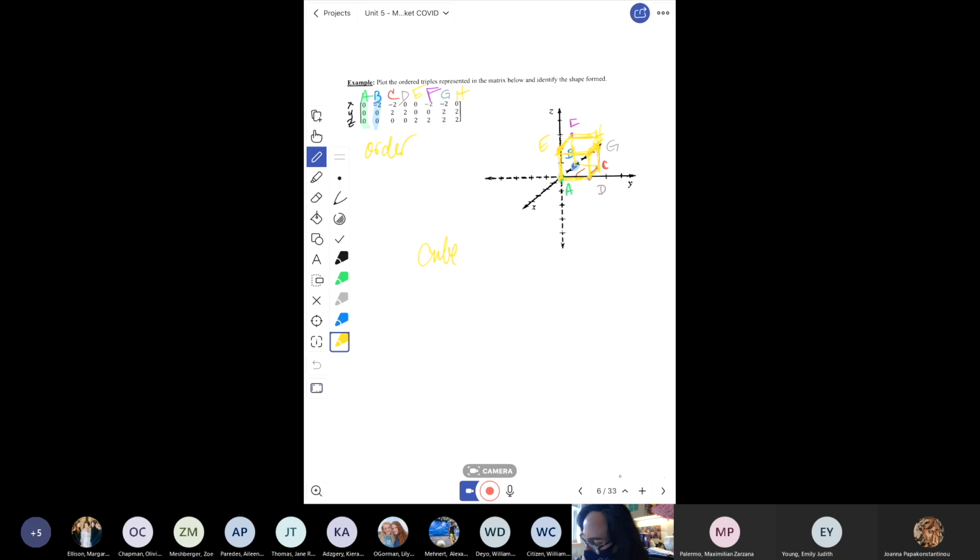Okay, so what's the order of this matrix? Anybody want to tell me the order of this matrix? 3 by how many columns? 8, yes.